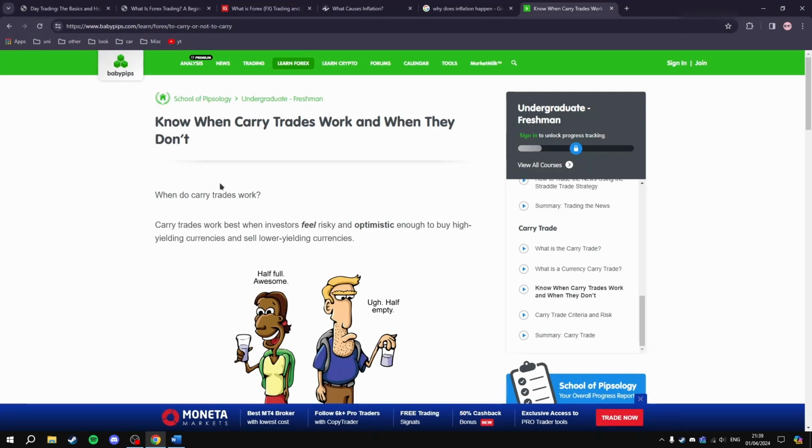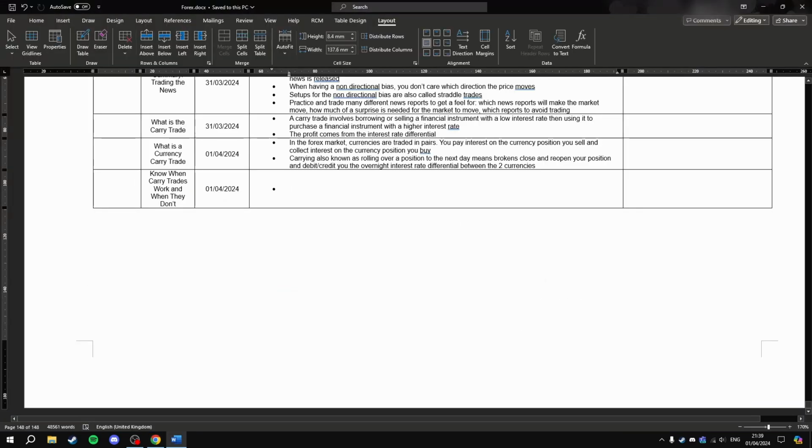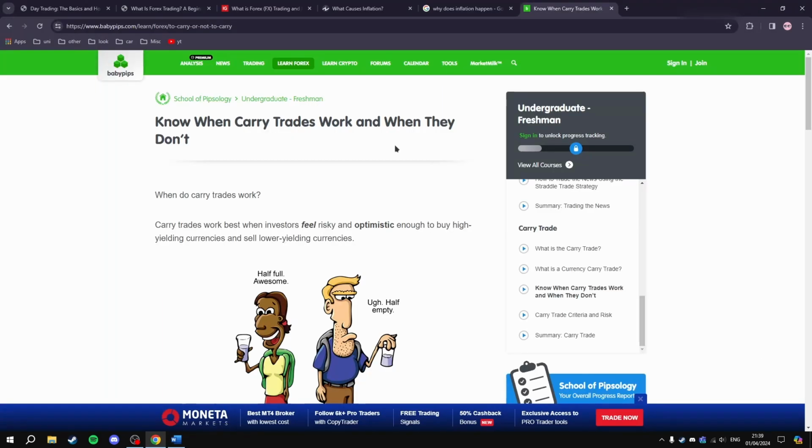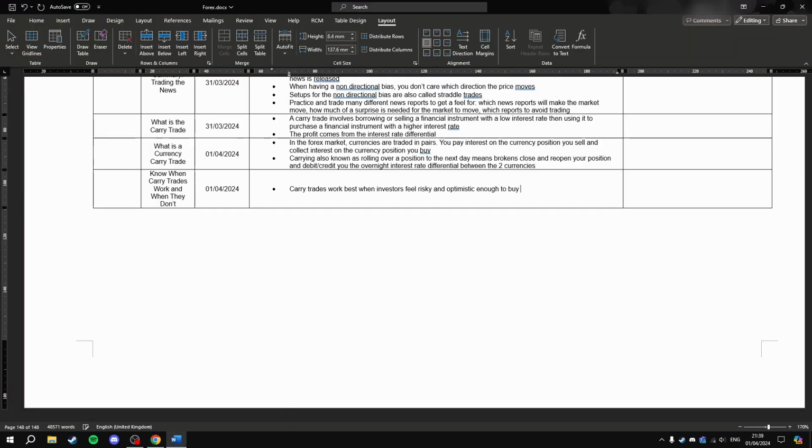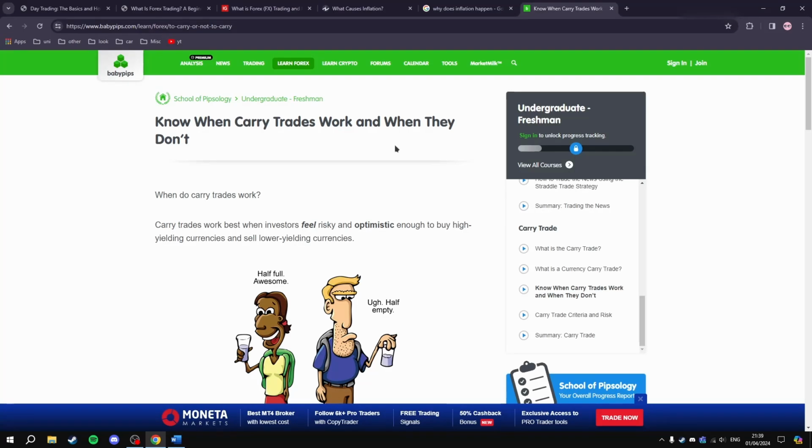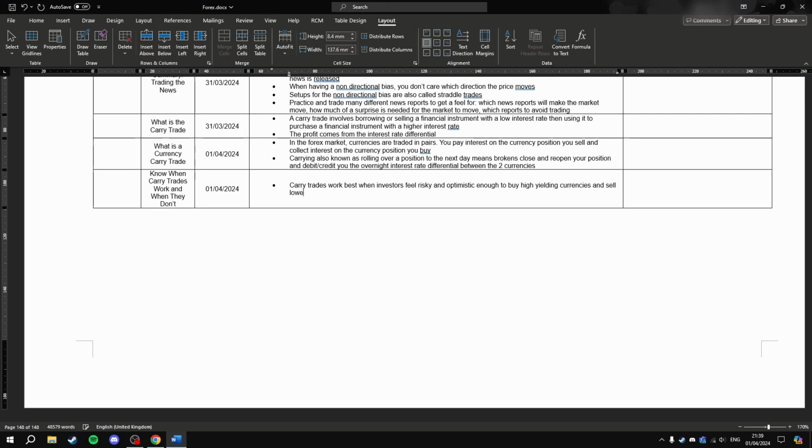Why do carry trades work? When do carry trades work? Carry trades work best when investors feel risky and optimistic enough to buy high yielding currencies and sell lower yielding currencies.